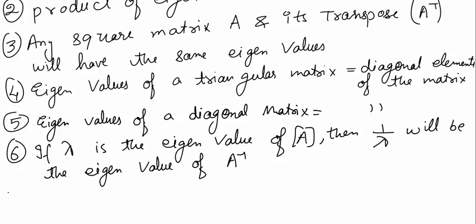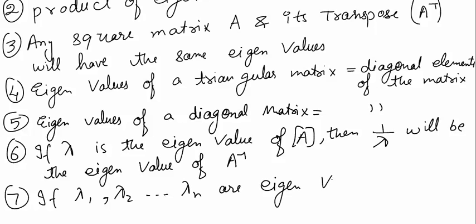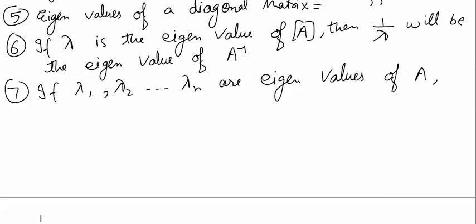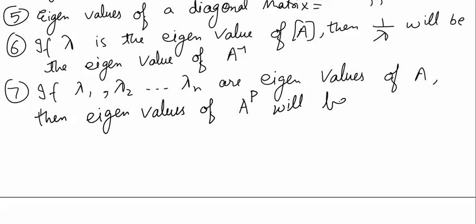Then you can also generalize this. One more property: if lambda 1, lambda 2, and so on up to lambda n are eigenvalues of, let's say, matrix A, then the eigenvalues of A to the power P will be lambda 1 raised to P, lambda 2 raised to P, and so on up to lambda n raised to P, where P is a positive integer.